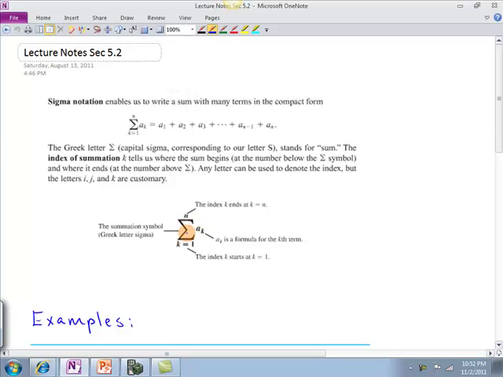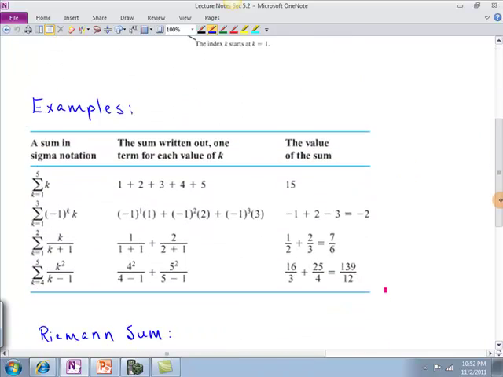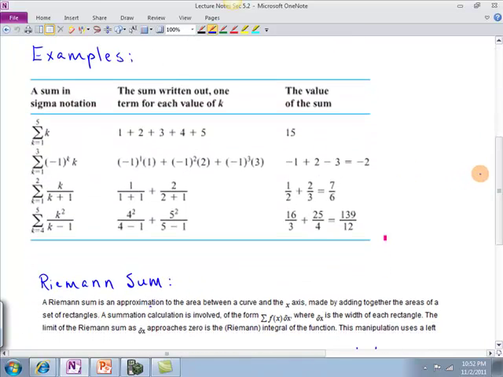When you have the sum, down here is the index, k, that starts at k equals 1. So that tells you what number you're going to start with. Right here will be the function that you're talking about summing. The index ends when k equals n. So you have three parts there. And here are some examples of what that might look like when written out.